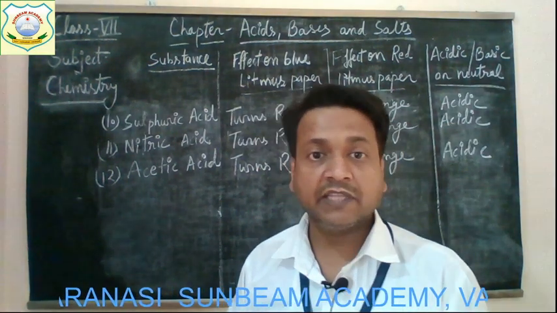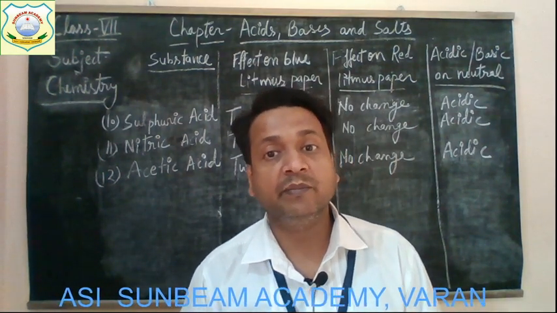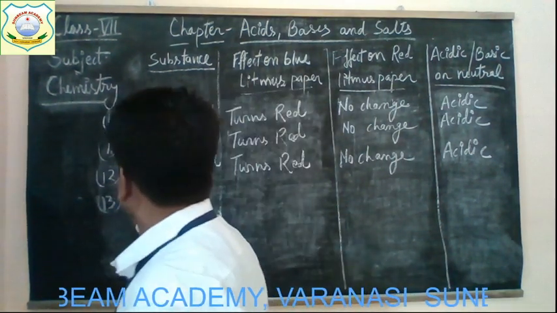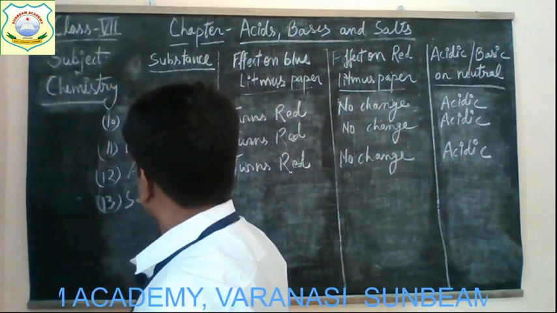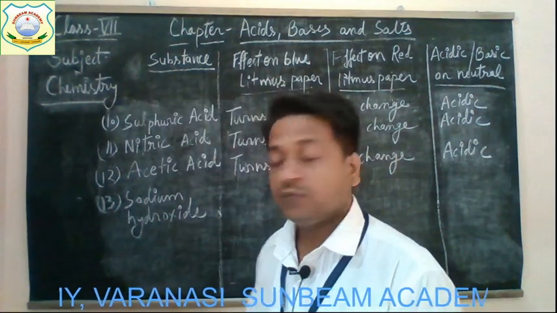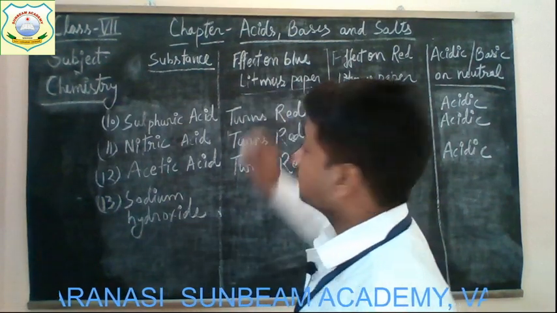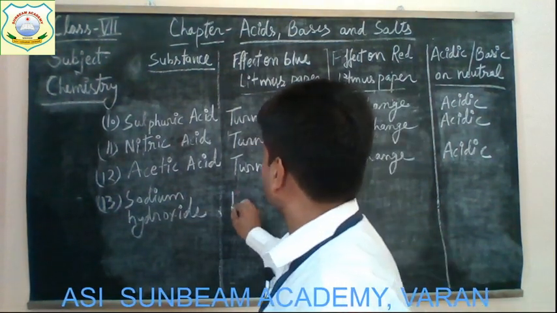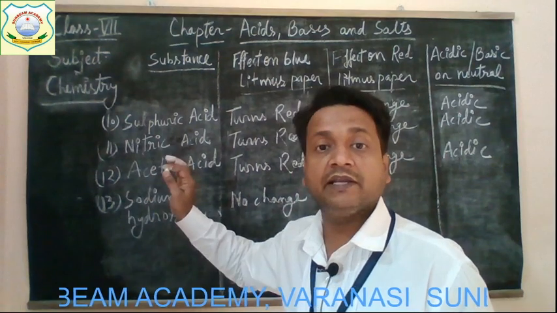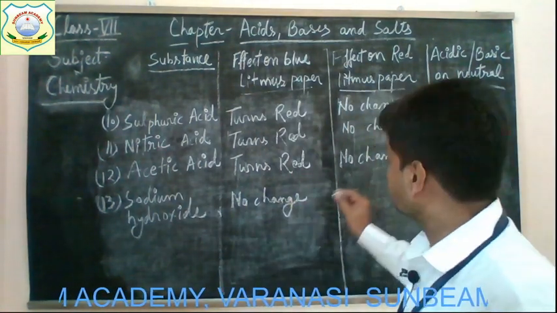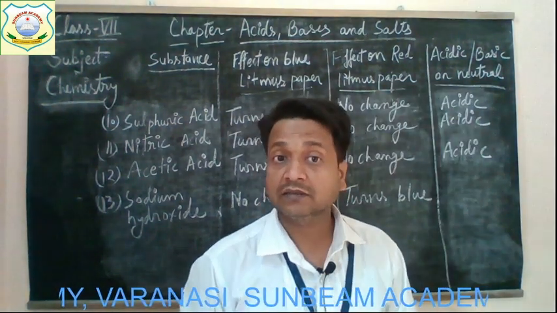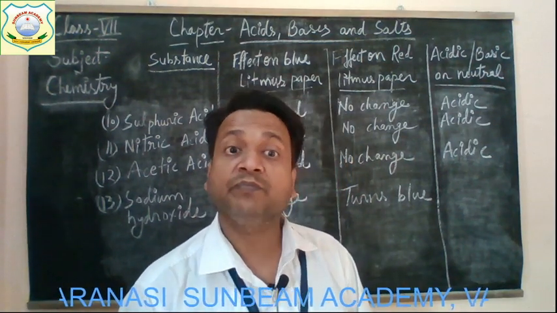Alright children. Now after that we will take some other chemicals which are generally available in the chemistry lab, like sodium hydroxide. When we put a drop of sodium hydroxide on blue litmus paper, no change will occur. And when a drop of this sodium hydroxide is kept on red litmus paper, it turns blue. So what can we conclude, children? The nature of sodium hydroxide is? Yes, it is basic in nature.